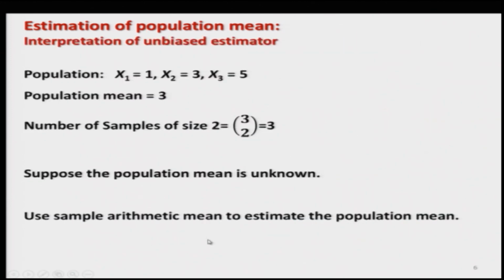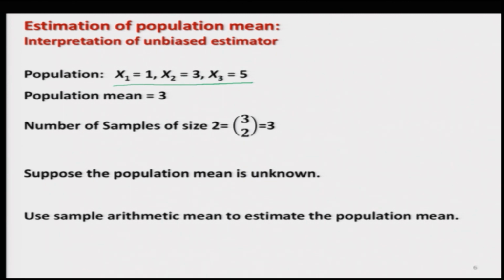So, now I try to do one thing. First, I take a very simple example to explain the concept of unbiasedness and how it is useful in sampling theory, or why we want the estimator to be an unbiased estimator of the population value. Suppose I take a population of size 3 and I have 3 values x1, x2, x3, which take the values 1, 3 and 5.